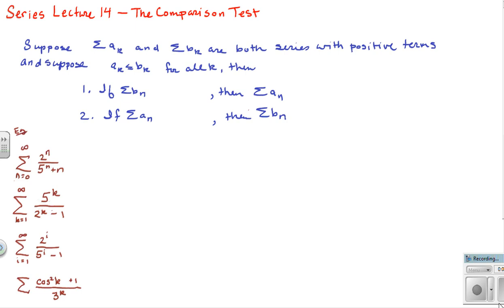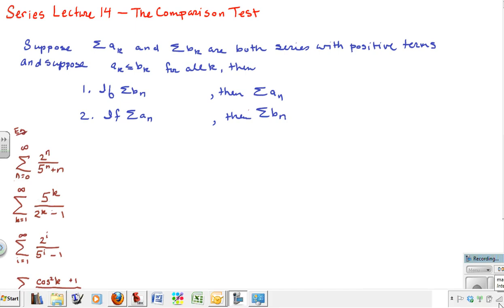So the comparison test, let me just point out, there are two classes of series right now that we know the convergence or divergence of. Geometric series we know really well. We know when they converge, when they diverge. P-series we know pretty well. We just learned them. We know when they converge and when they diverge. So the next two tests, the comparison test and the limit comparison test, are ways to compare other series to these series.